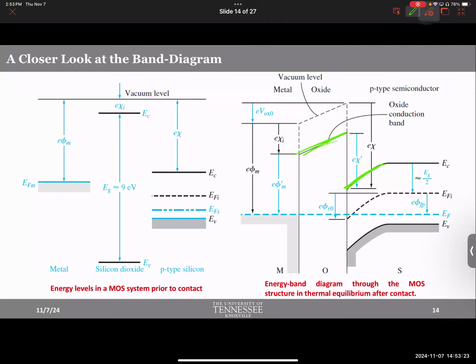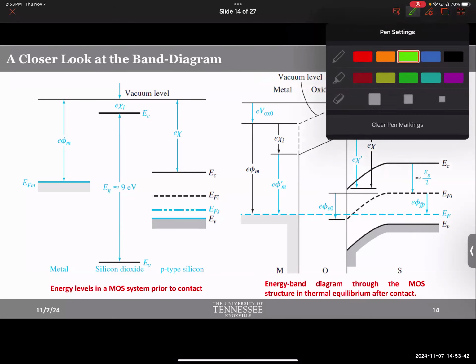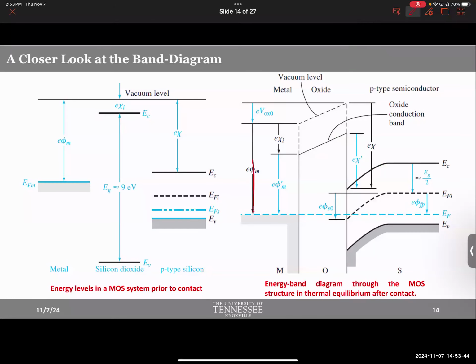Okay. Now, see, this diagram looks really busy and scary, but I'm going to go through each one of these components one more time to prove that this is not really scary. We have covered all of this. You know this. You just have to understand and trust yourself that you know this. Let's start from the left and go to the right. On our left, this is phi m, which is metal work function, because this is the vacuum level, by the way.